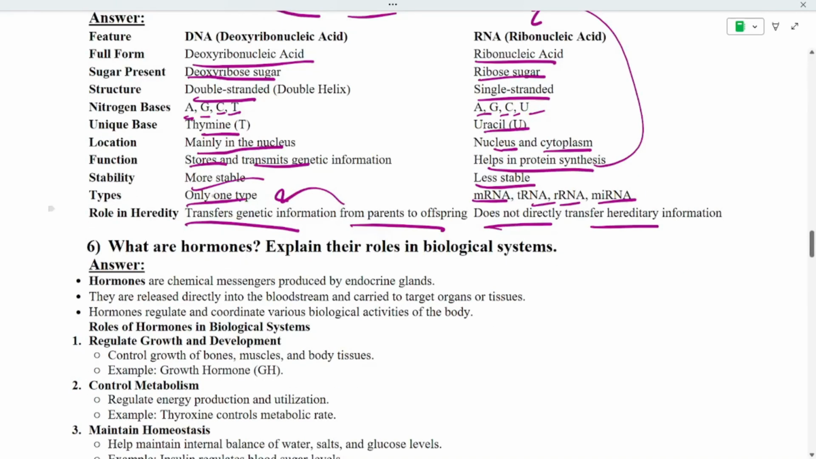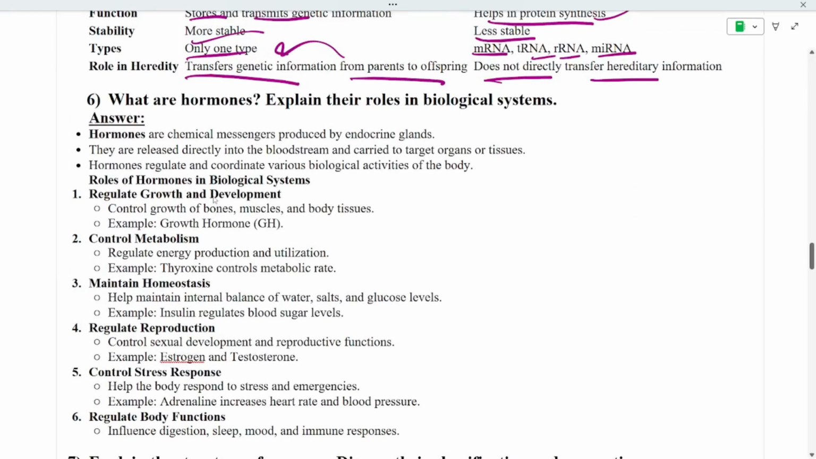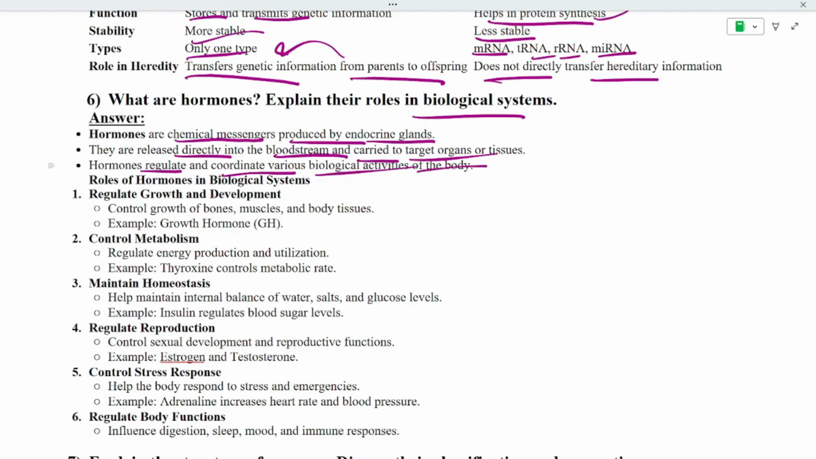Next, what are hormones? Explain their role in biological system. Hormones are chemical messengers produced by endocrine glands. They are released directly into the bloodstream and carried to target organs or tissues. Hormones regulate and coordinate various biological activities of the body.